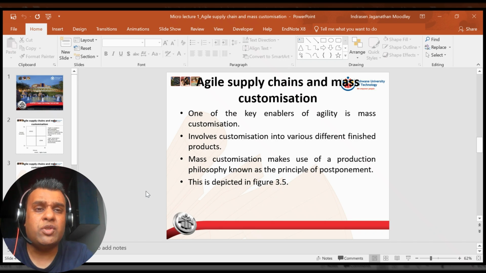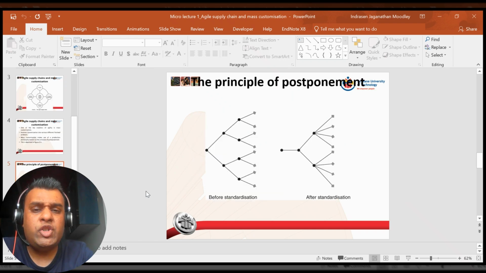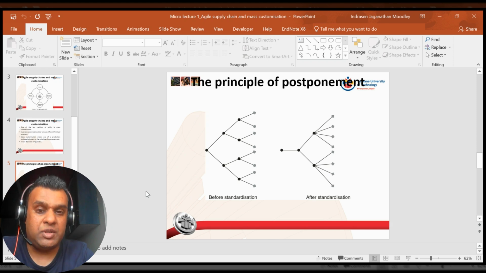When it comes to mass customization, one of the key enablers of agility is its ability to provide or produce or end up with customized products at the end of the process. It involves customizing your standardized products into various different finished products using a principle known as postponement or delayed differentiation. This is shown in figure 3.5 that you would find in your textbook, both before and after standardization, where the black circles represent semi-finished goods and your gray squares represent finished goods.